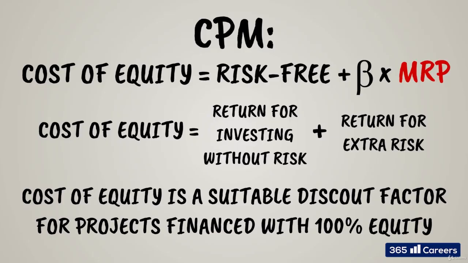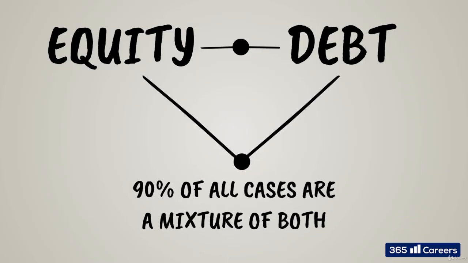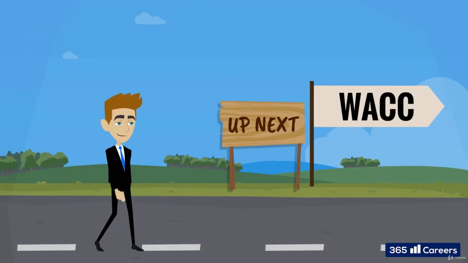The CAPM model is one of the most widely accepted academic papers on this topic. We can use the cost of equity as a discounting factor for projects financed entirely with our own funds, with equity. This is an assumption that no debt will be used to finance the project. I'm sure you'll agree that, in practice, projects are not financed with just equity or debt. In 90% of the cases, we'll use a mixture of both. Stay tuned, and we'll discuss what to do in these situations in our next lesson.